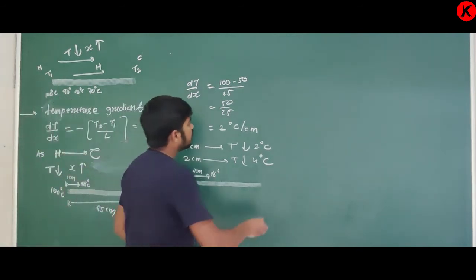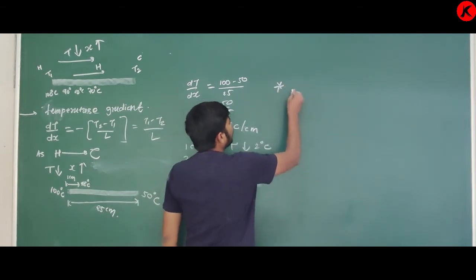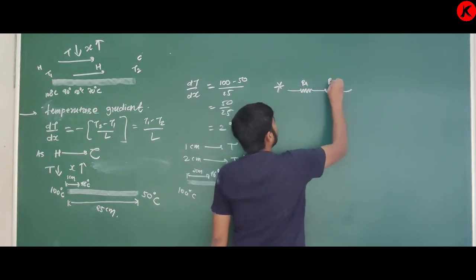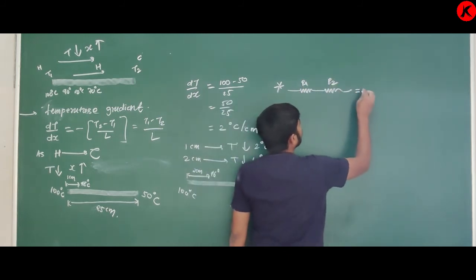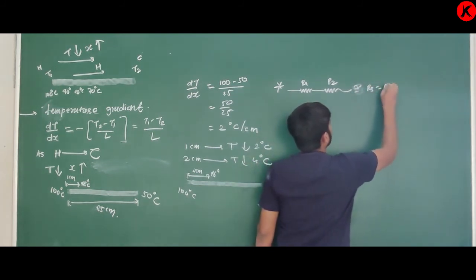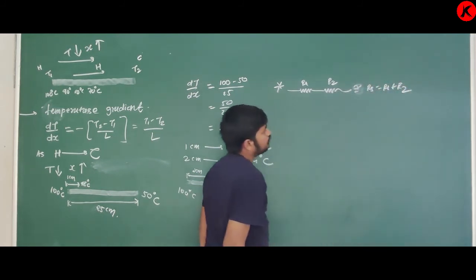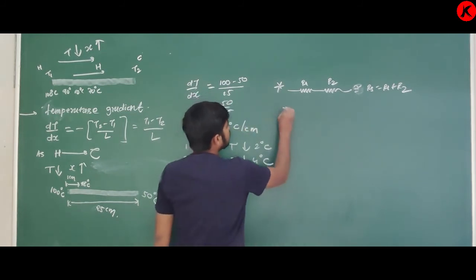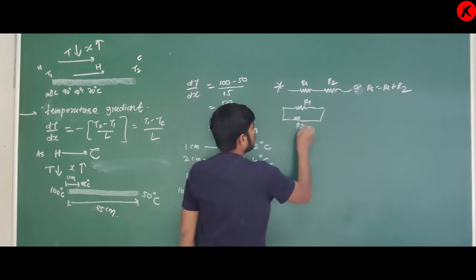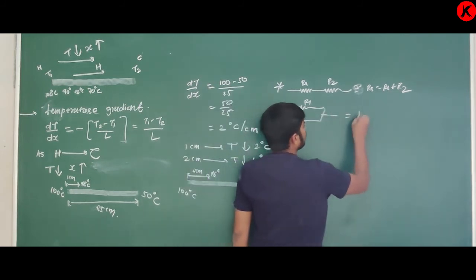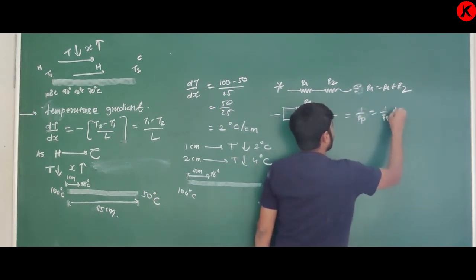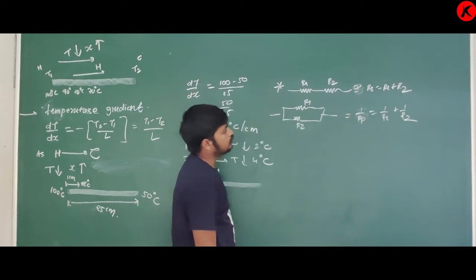Now, we know that when electrical resistances R1 and R2 are connected in series, the equivalent resistance RS is equal to R1 plus R2. For parallel connection, if it is R1 and R2 in parallel, then the equivalent resistance is 1 upon Rp equal to 1 upon R1 plus 1 upon R2.